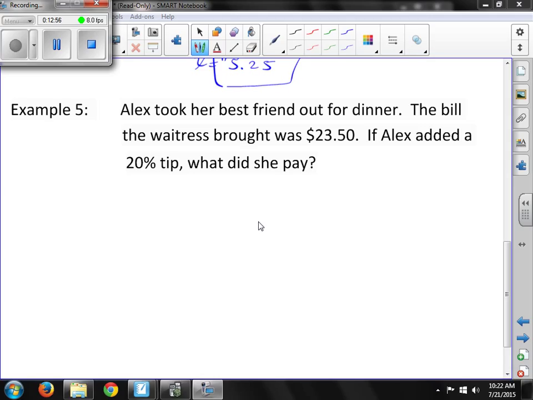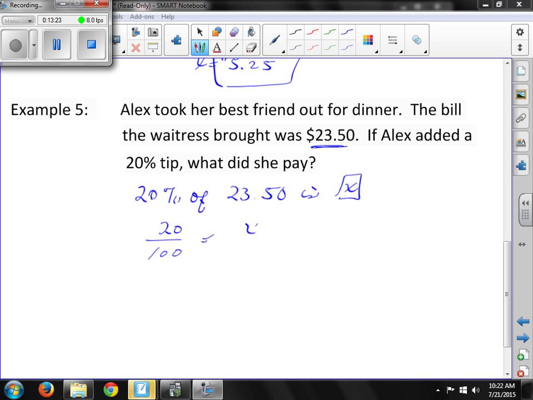Alex took her best friend out for dinner. The bill the waitress brought was $23.50. If Alex added a 20% tip, what did she pay? Let's see. So we're looking for 20% of $23.50 is what? So our percent is 20. It goes over 100. The tip is what we're looking for. That's our x. The of is $23.50.